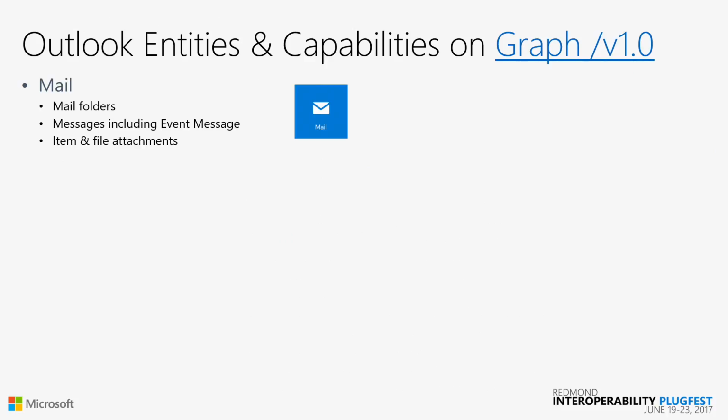All right, so what are the APIs that we have enabled, or what are the Outlook entities that we have enabled on Graph? Number one is the mail related content. So you will be able to access mail folder, messages. You'll be able to access the event messages that you get in your inbox for the event requests and all those stuff. Then you'll be able to access the item and the attachments that are associated with those mails.